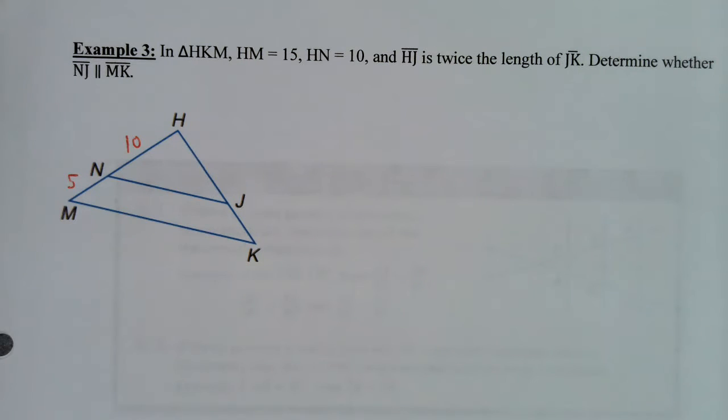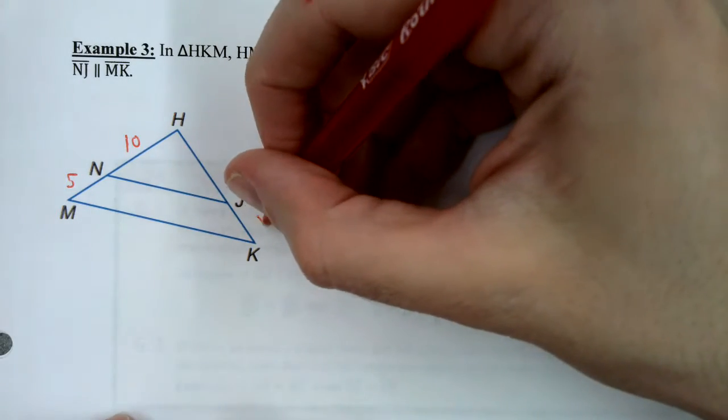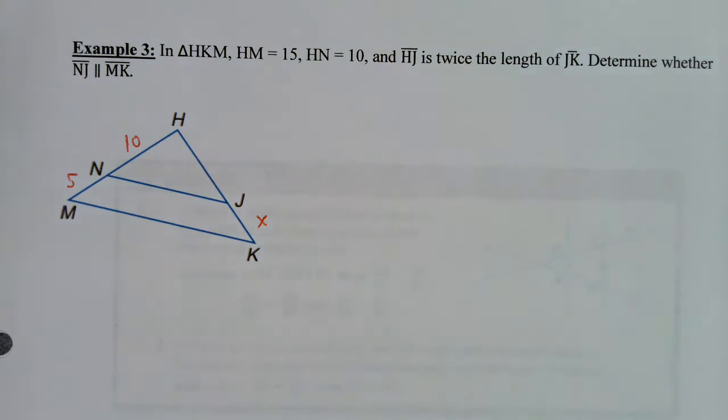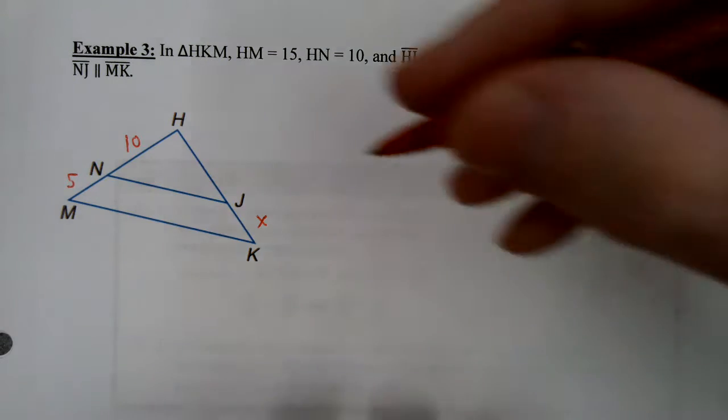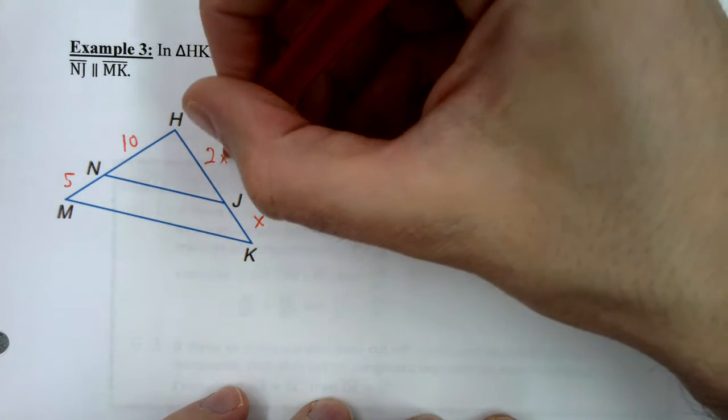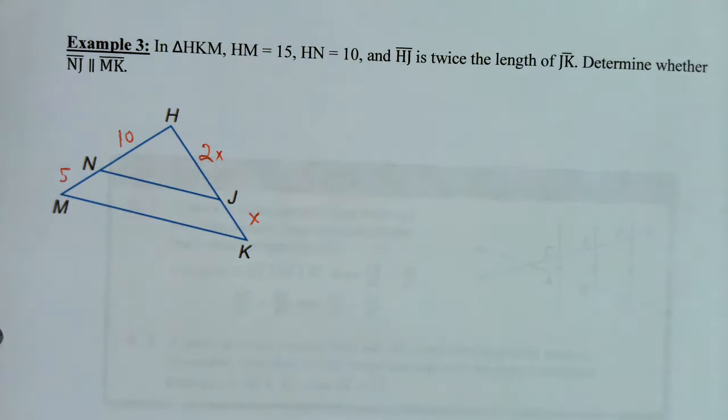And it also says HJ is twice the length of JK. We know nothing about that side, but we know that HJ is twice the length of JK. So let's label JK as X. And if HJ is twice the length of JK, I'll label HJ with 2X. And the question is, determine whether NJ is parallel to MK.